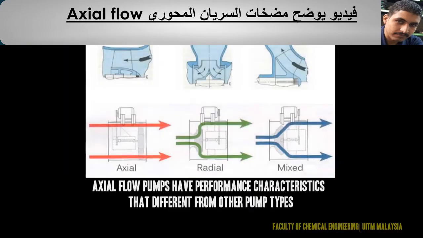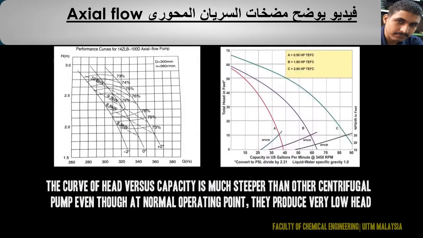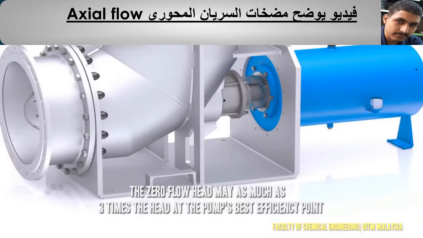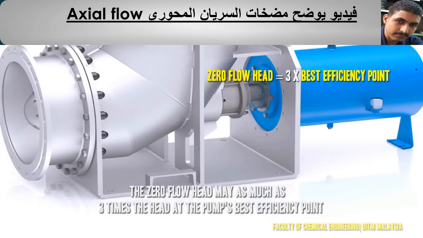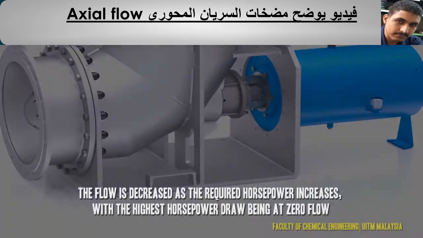Axial flow pumps have performance characteristics that differ from other pump types. The curve of head versus capacity is much steeper than for other centrifugal pumps, even though at the normal operating point they produce very low head. The zero flow head may be as much as 3 times the head at the pump's best efficiency point. As the flow decreases, the required horsepower increases, with the highest horsepower draw being at zero flow.